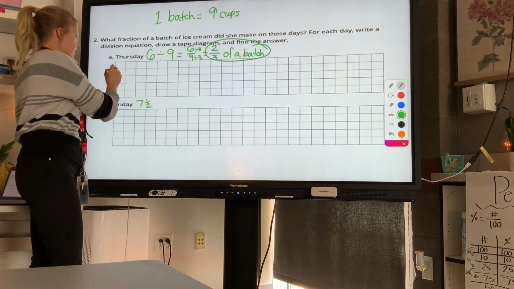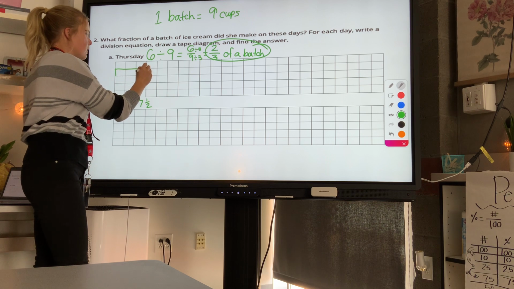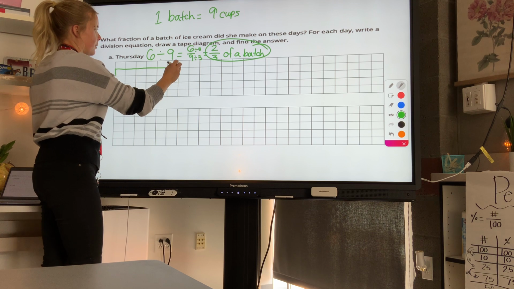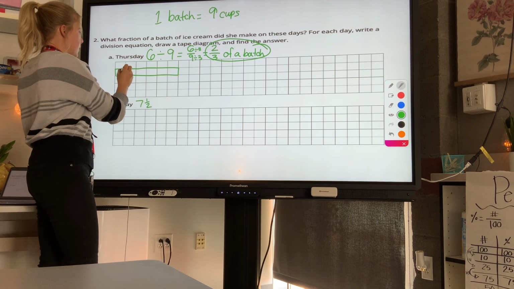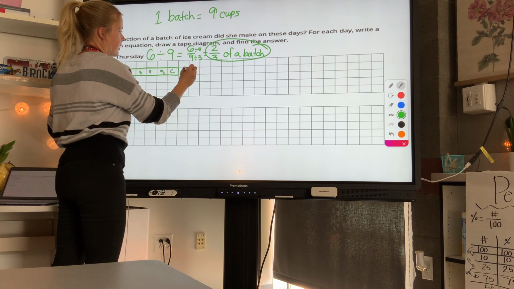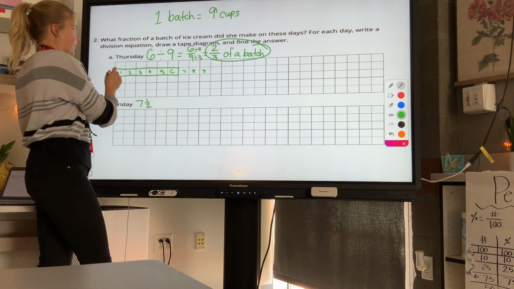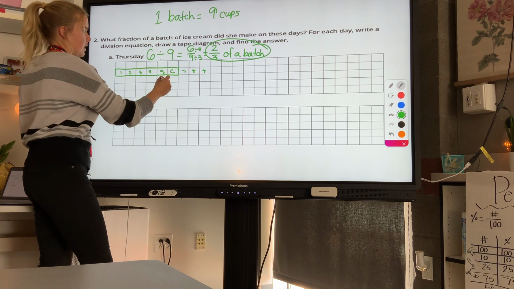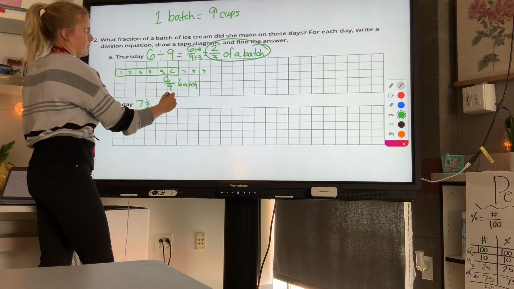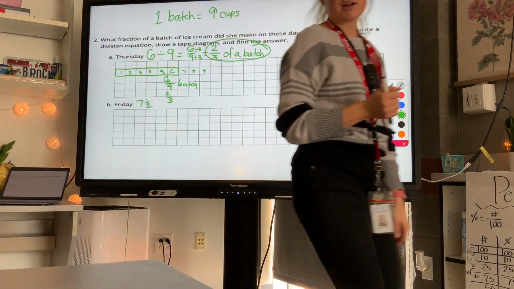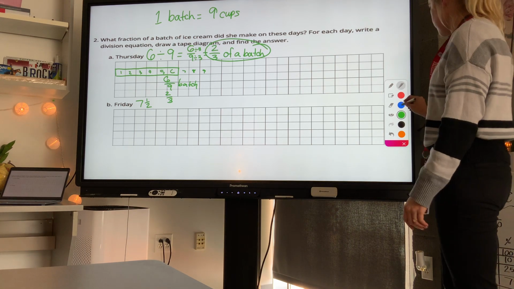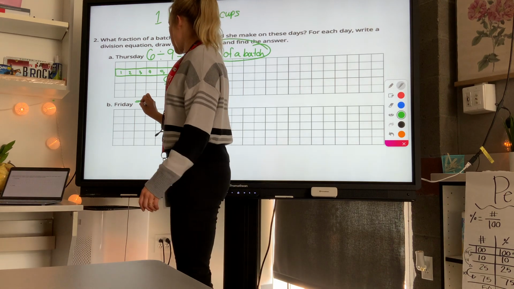How I would represent that on this diagram, I have 1, 2, 3, 4, 5, 6. Oh yeah, sorry. We have 6 squares, and I need 1, 2, 3, 4, 5, 6, 7, 8, 9. So I have 6 out of the 9 that I need to make a full batch, which is the same thing as 2/3. Okay, so if you like to draw it out, awesome. If you don't like to draw it out, awesome. Either one's fine. Okay, so Friday, we have 7.5 cups.